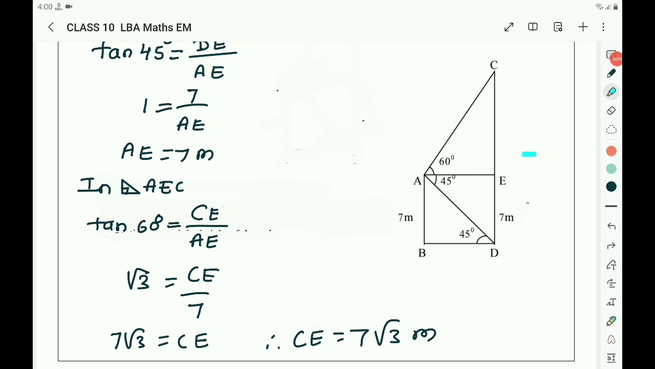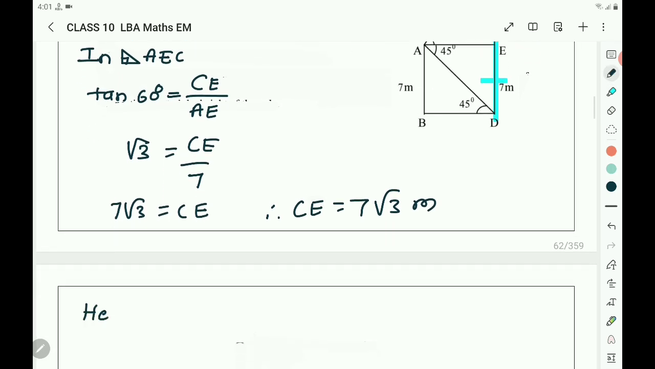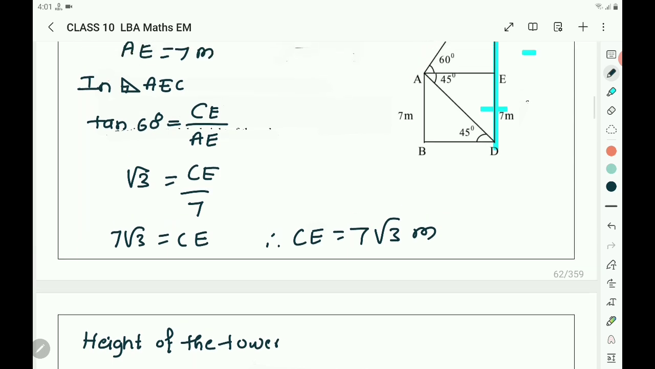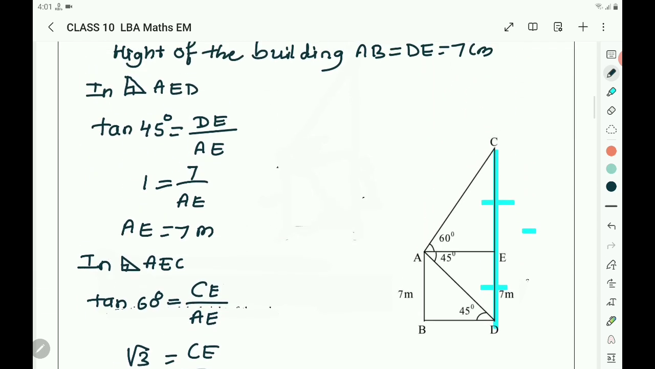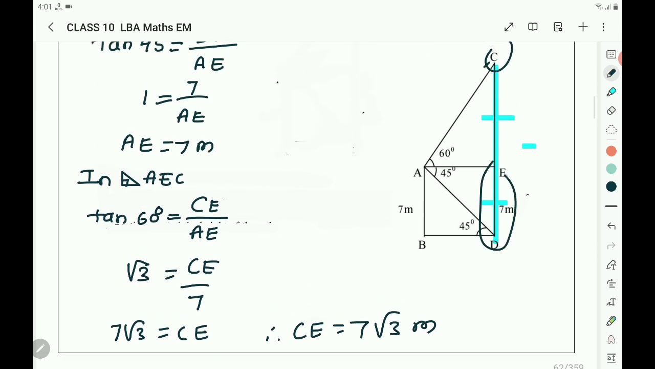Height of the tower is to be considered from the ground level. Means we have to find out DC. DC is equal to what? DE plus CE. Then you write height of the tower DC is equal to DE plus EC.